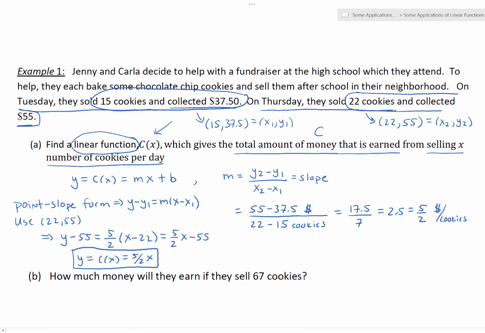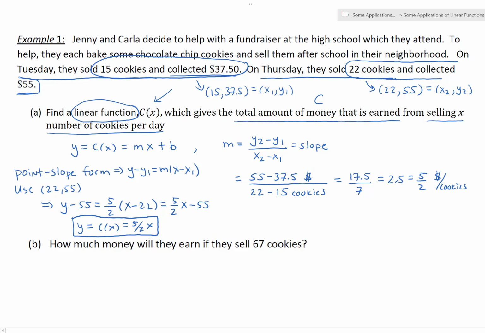We got the formula. So then the question is how much money they're going to earn if they sell 67 cookies. We're just going to plug 67 into our function that we got in part A. C of 67 is the same as 5/2 times 67. Press some buttons, and what you get is $167.50.